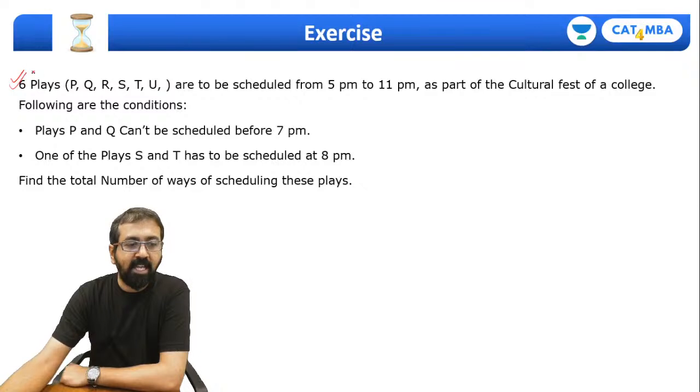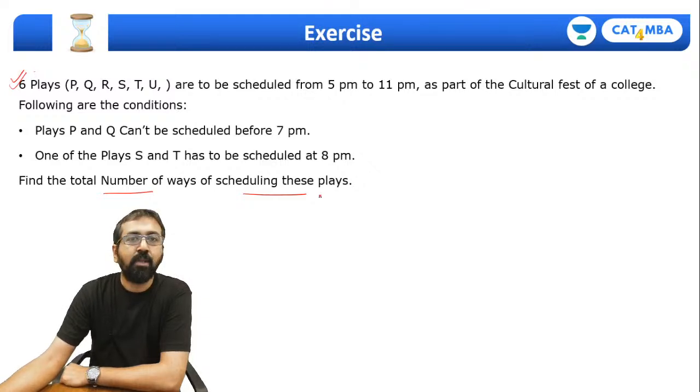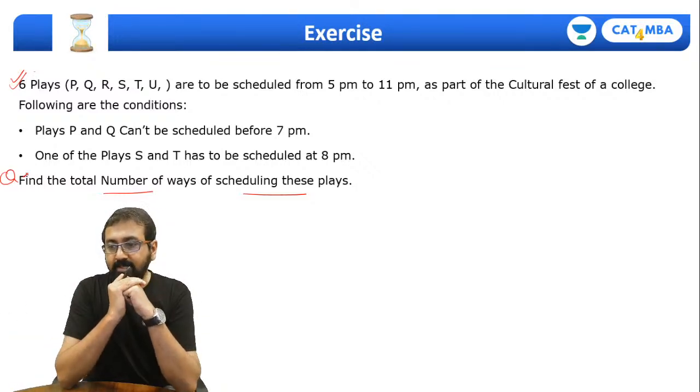Everyone, can you apply the counting principle, and can you tell me the total number of ways of scheduling these plays? What is the total number of ways? So this is your question. Please solve this question and type your answer in the chat box quickly.